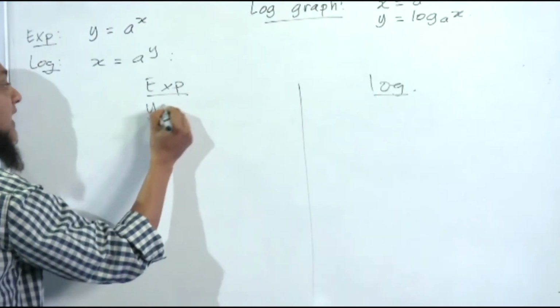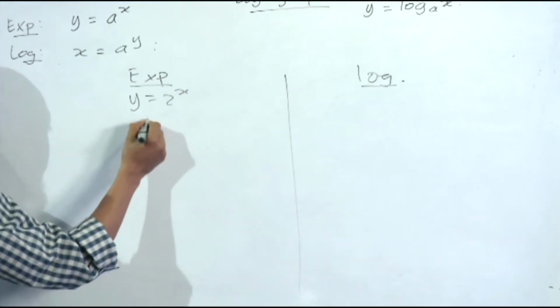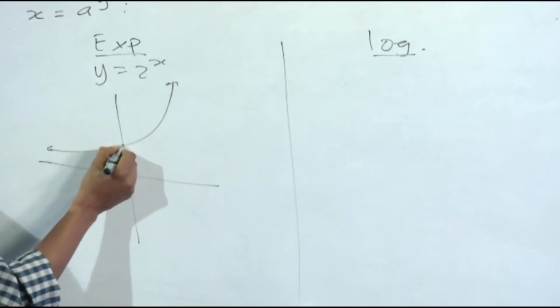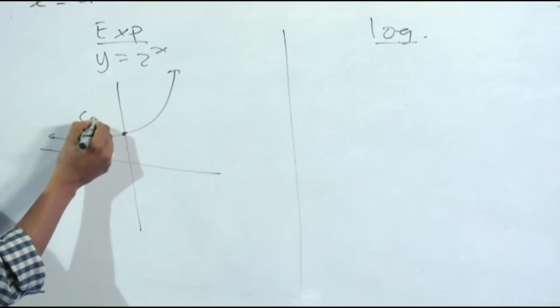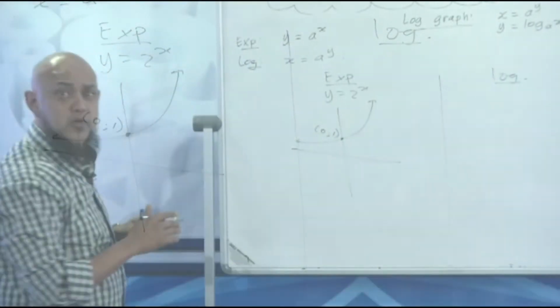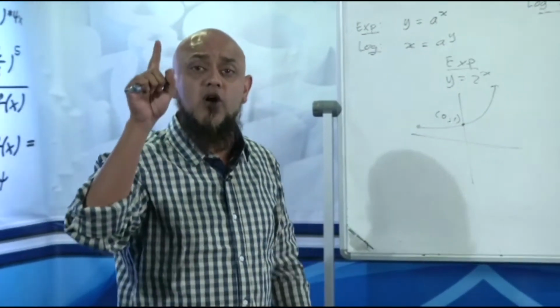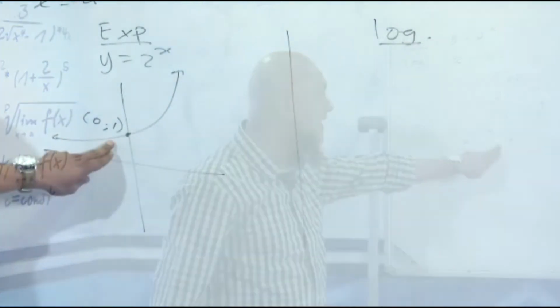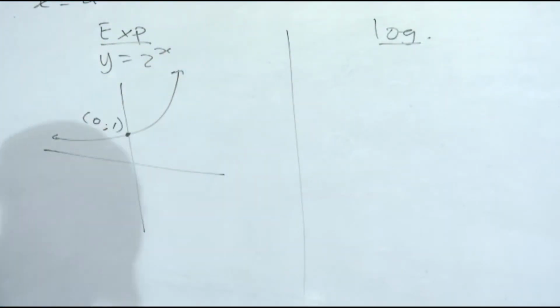When we had y equals 2 to the power x in exponents, we had a graph that went like this. Remember we had only one y-intercept, (0;1). I hope you remember from our previous episode that all standard exponential graphs have only one y-intercept, and that intercept was (0;1). Now these are the inverse functions.